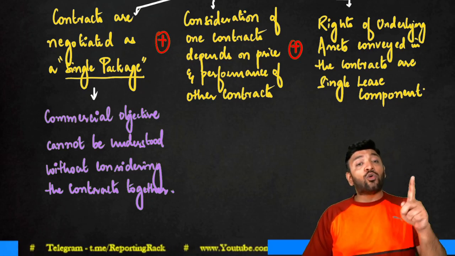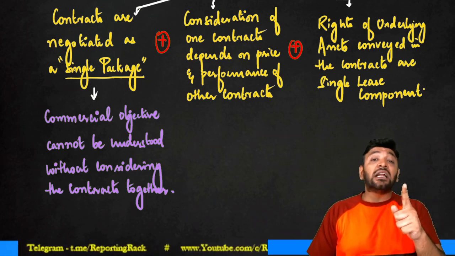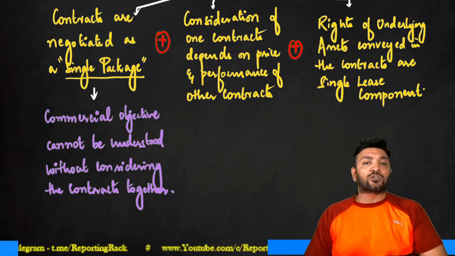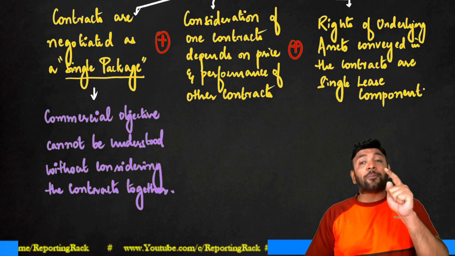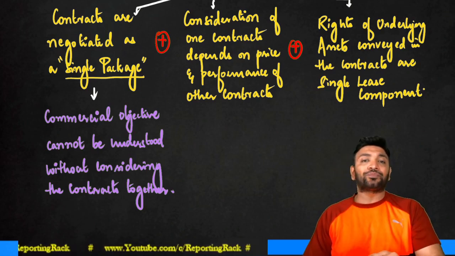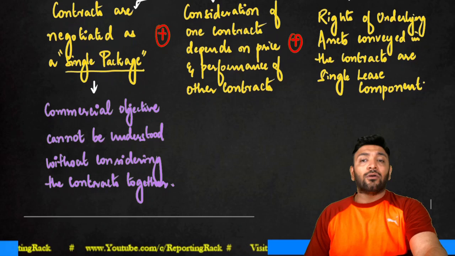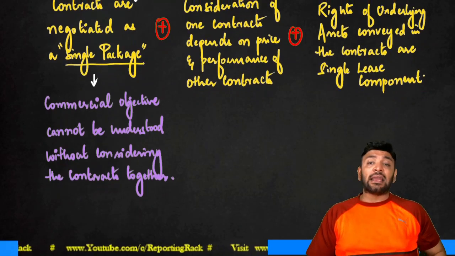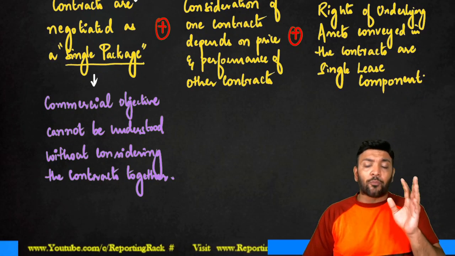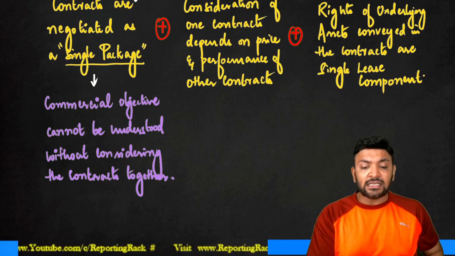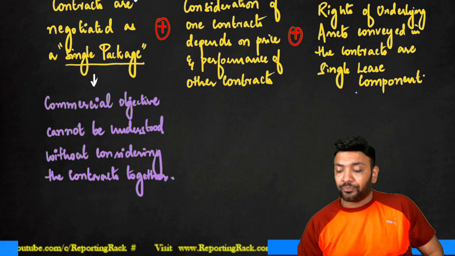I will not give you a lease of A unless and until you take the lease of B and C also. So the contract is dependent upon the performance of B and C as well. Rights of the underlying asset conveyed in the contract are a single lease component. What do you mean by single lease component?